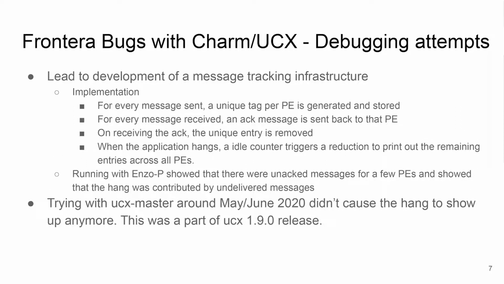We also tried developing a message tracking infrastructure to see where all sent messages are going, whether they're all being received. The implementation was fairly simple, and we implemented this in Charm, and any program could be run with this flag, which was track messages. Basically the implementation entailed that for every message sent on the sender PE, you generate a unique tag and you store it in a map. And then once the message is received on the receiver PE, it could be the same PE or it could be another PE. By PE, I basically mean a core.